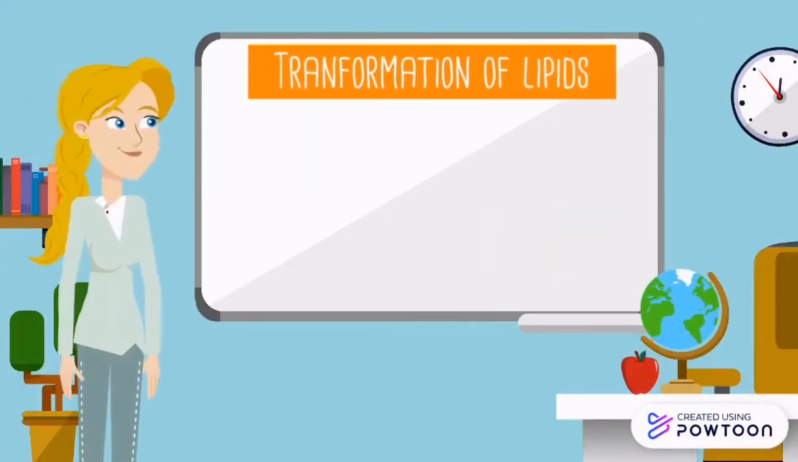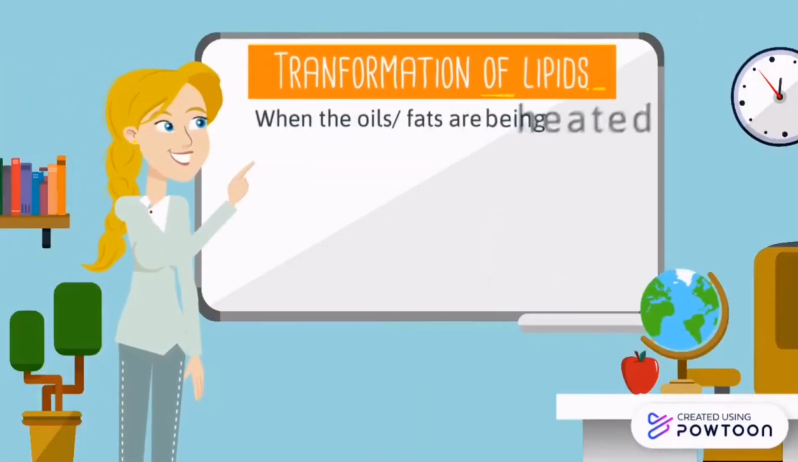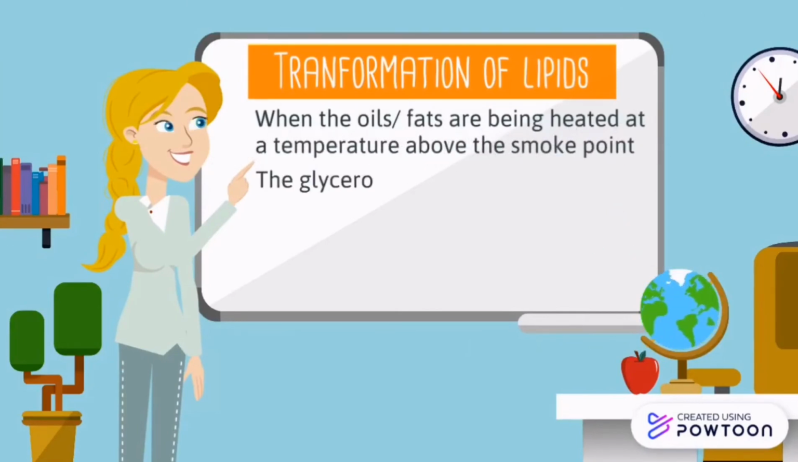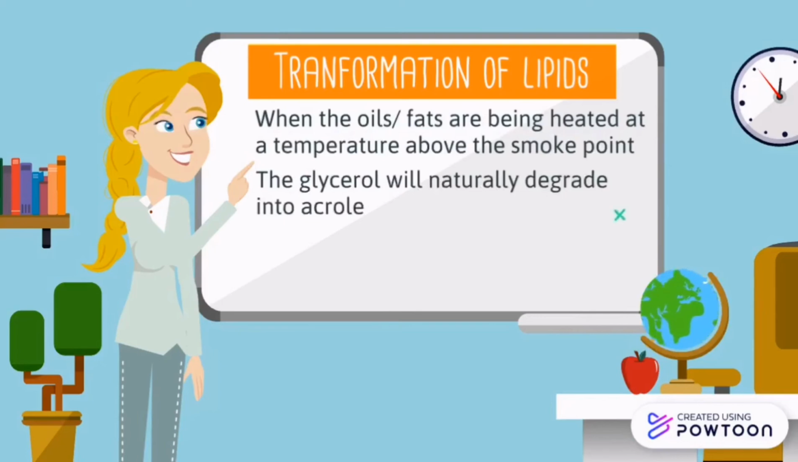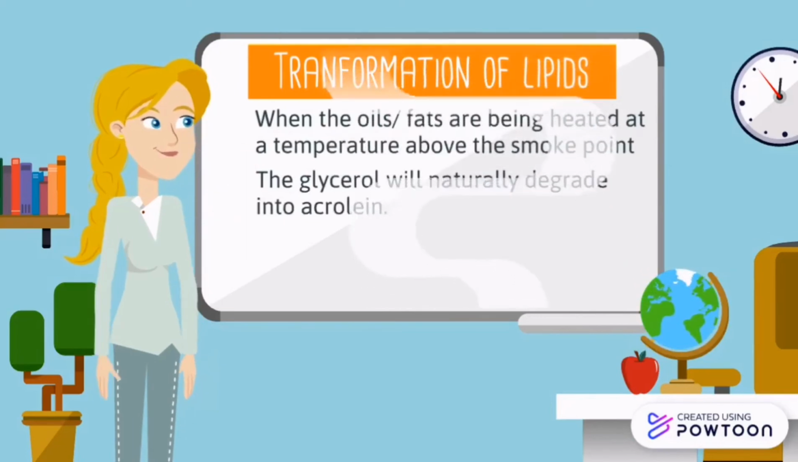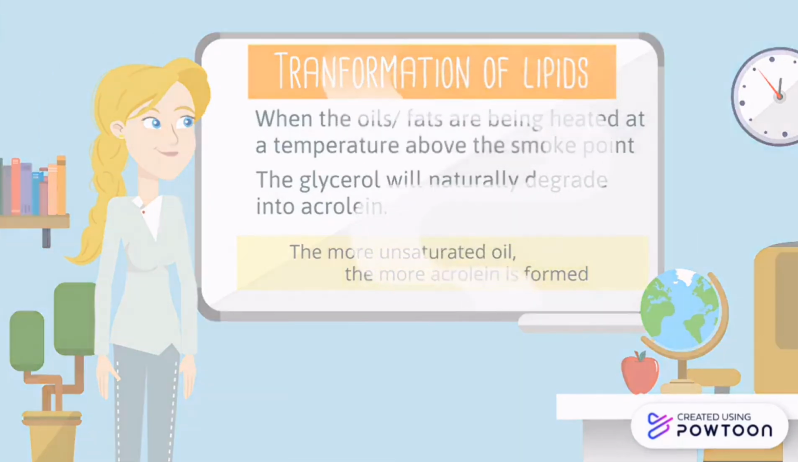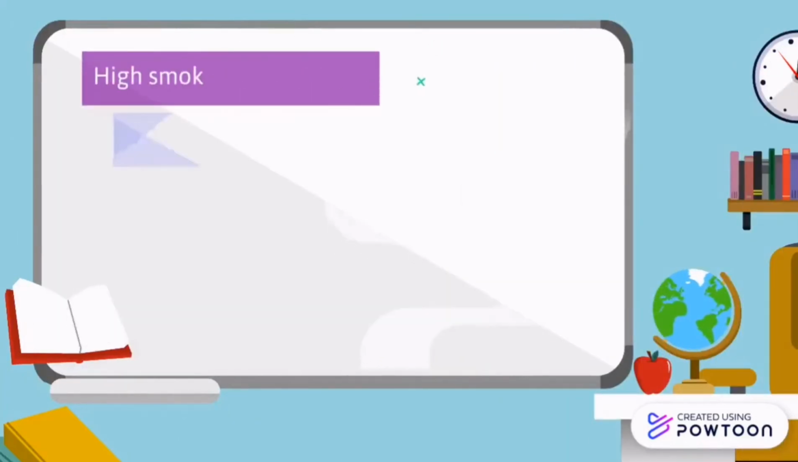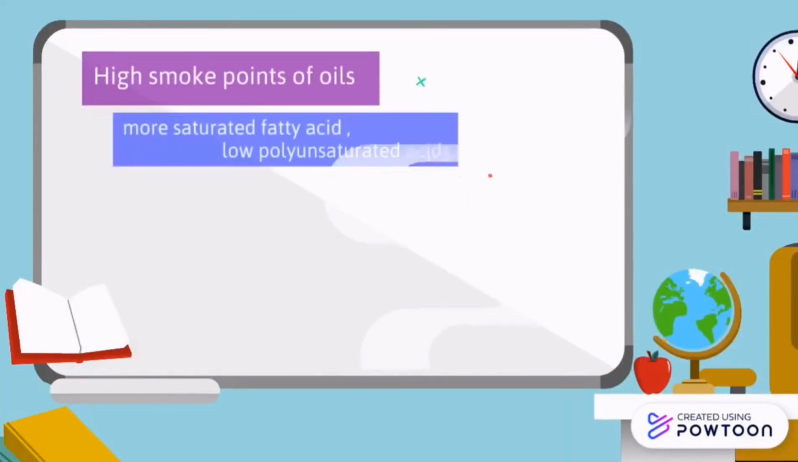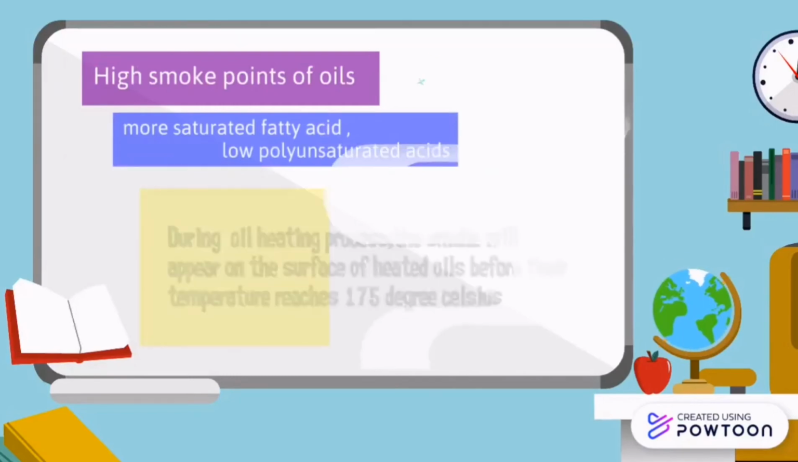Transformation of lipids: when the oils or fats are heated at a temperature above the smoke point, the glycerol will naturally degrade into acrolein, and at the same time, an unpleasant acrid black and irritating smoke is formed during the process. The more unsaturated the oil, the more acrolein is formed and hence this leads to a lower smoke point. This is because high smoke point oils contain more saturated fatty acids and fewer polyunsaturated acids.